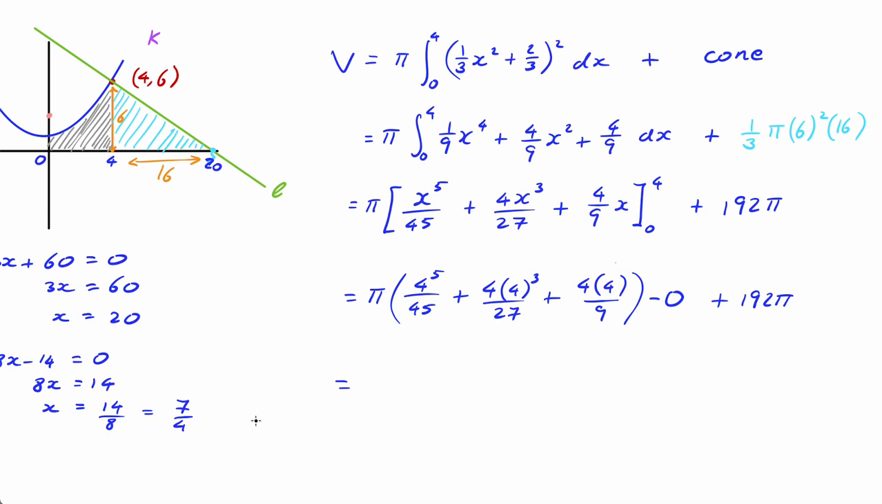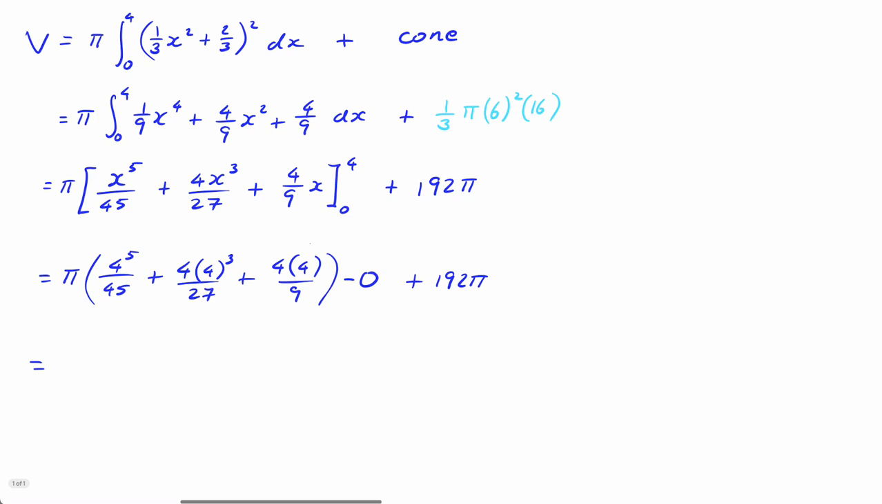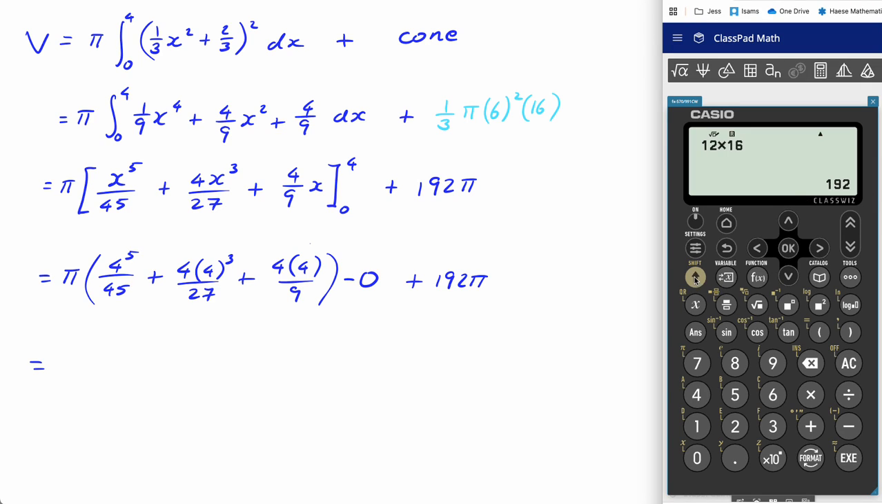Okay, nearly done. I have to do this. So pi times this, 4 to the power of 5 over 45, plus 4 over 27 times 4 cubed, that's 4 to the 4, but whatever, plus 4 times 4 is 16 over 9. Okay, that equals 106.86.